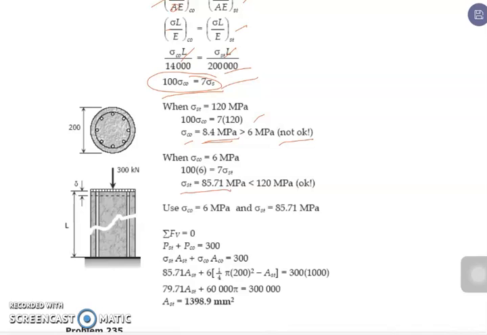If we compare this to the allowable stress on the steel that is given in the problem, this is smaller compared to the allowable value of the stress of the steel. Therefore, we have a remark which is okay.